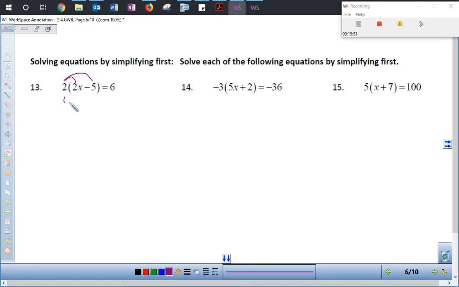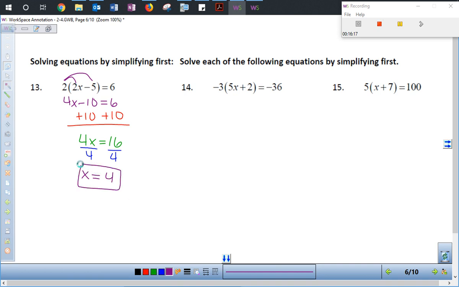2 times 2x is 4x. 2 times negative 5 is negative 10. And then equals 6. Now that I've distributed, I can solve the equation. So I can add 10 to each side, and I'll get 4x equals 16. And then divide each side by 4, and x equals 4. So to solve, you need to simplify first. So it's just adding a step at the beginning.